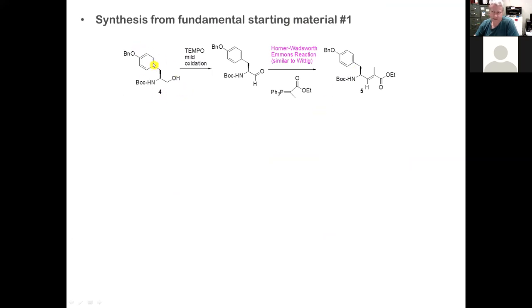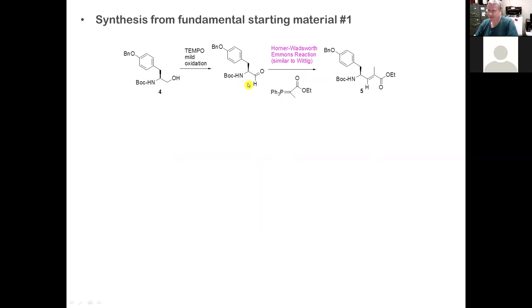I think they're able to buy this. It's like an amino alcohol with a Boc group and a primary alcohol and a benzyl ether, which is just a protecting group of the aromatic oxygen. So they do something called a TEMPO oxidation, which is like a PCC type style oxidation to make the aldehyde. TEMPO is very environmentally friendly, pretty sure it's non-hazardous, unlike chromium, which is kind of bad for the environment.